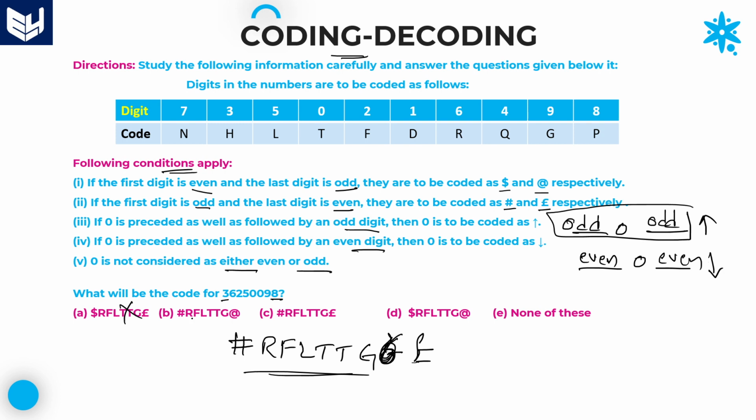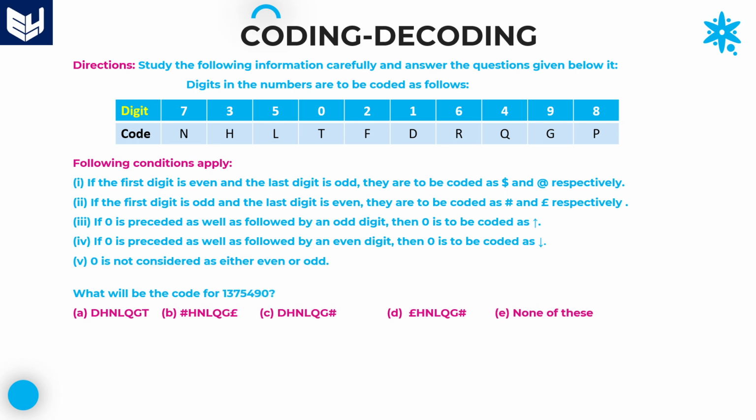So I think only option C fits. Once checked out: hash and euro, R, F, L, T, T, G. Option C is the right answer for this question. Let's move on to the next question.